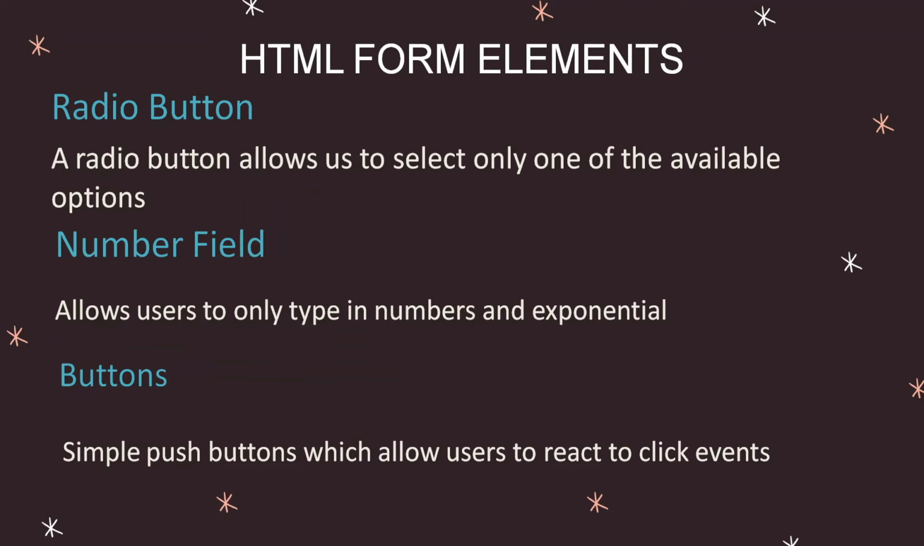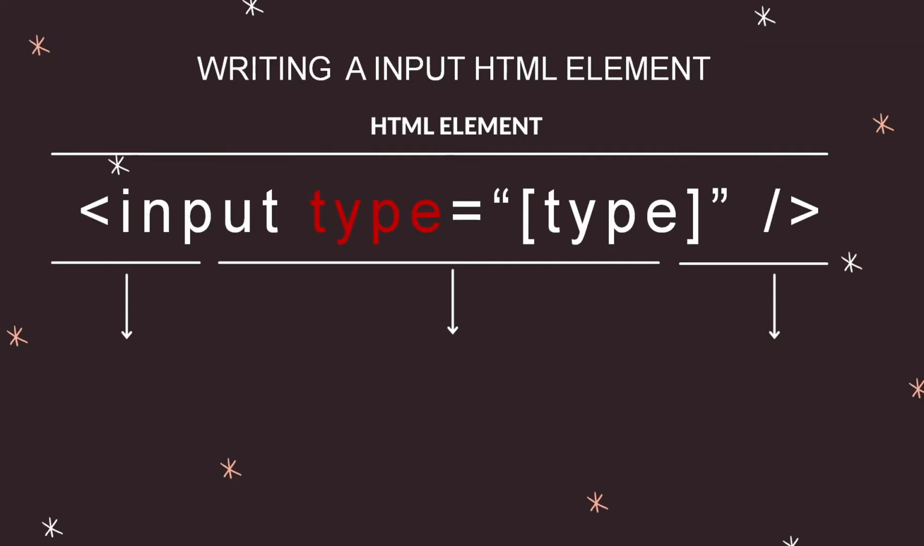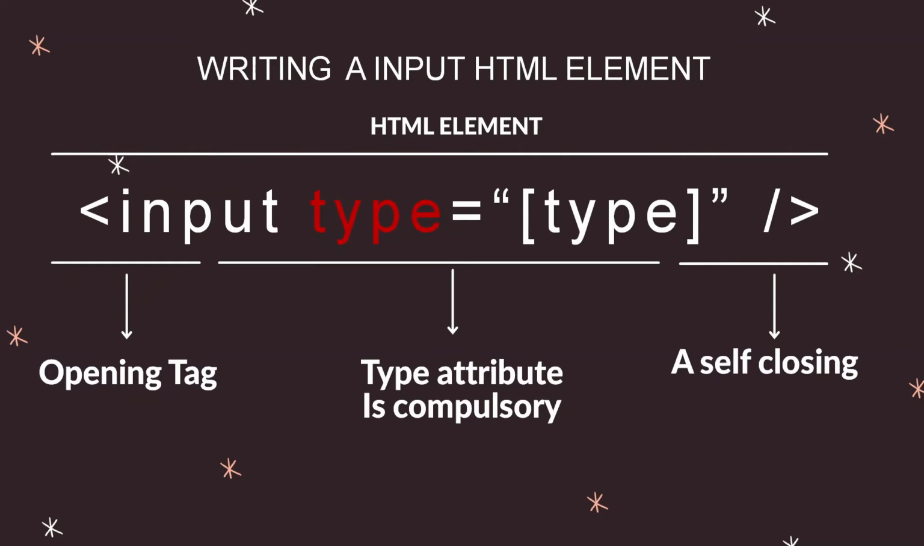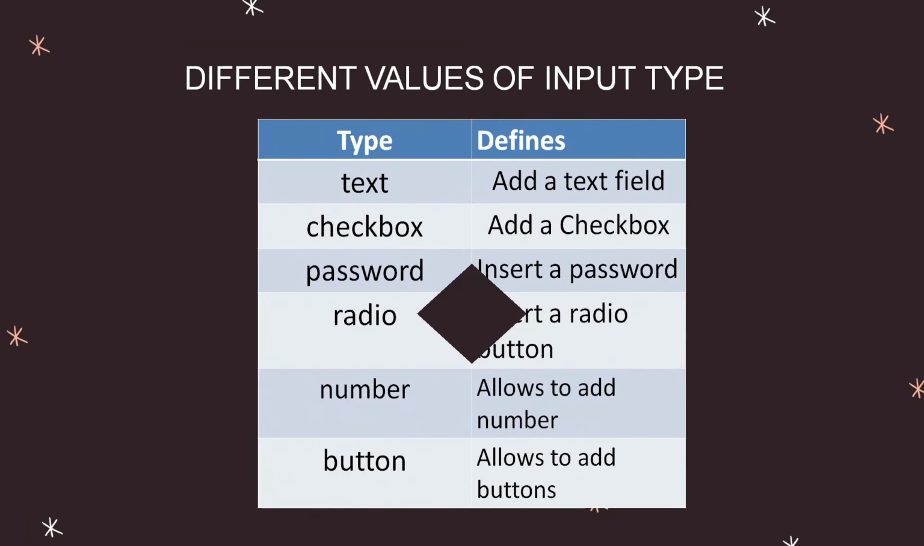HTML input elements are added using the input tag, which has the following general syntax. The type attribute controls the type of the input element displayed. The common type values are listed below here in the table. Let us start by adding a text field.